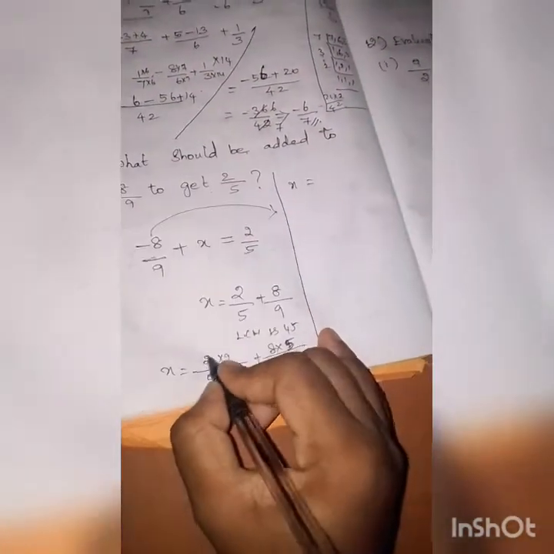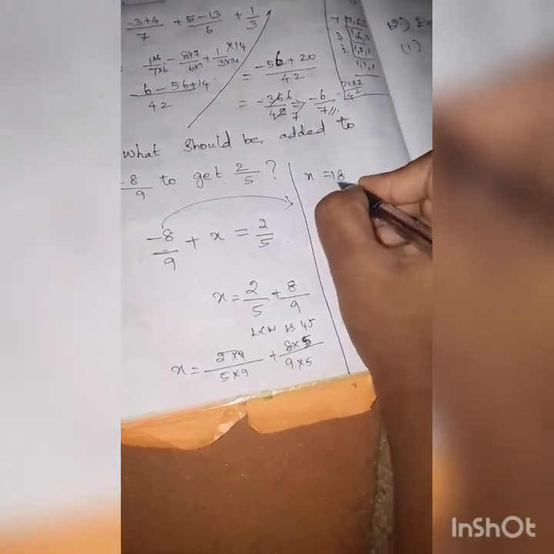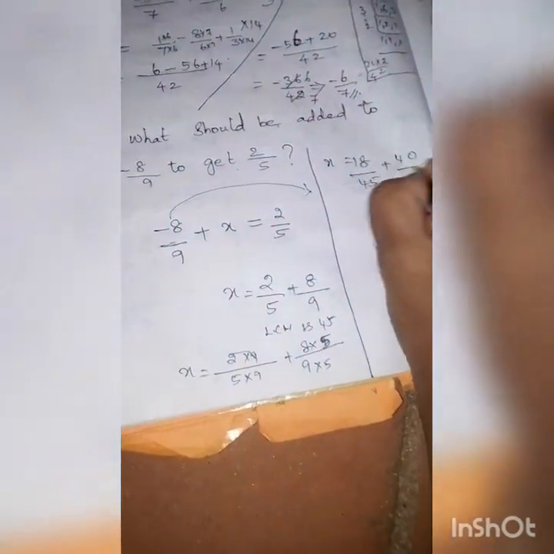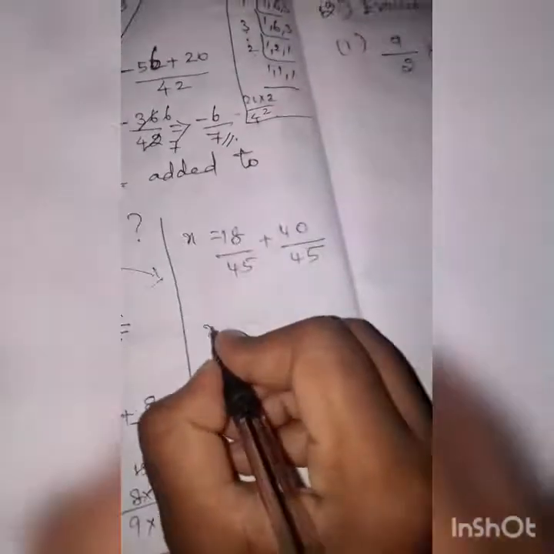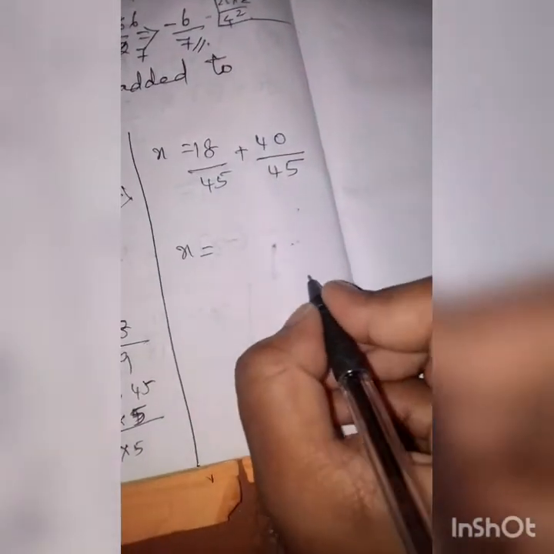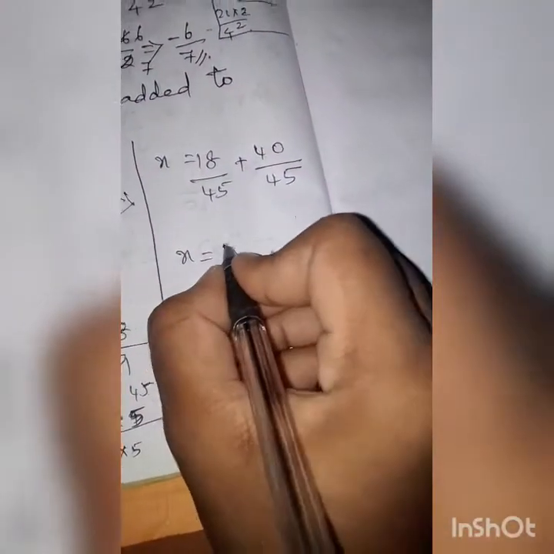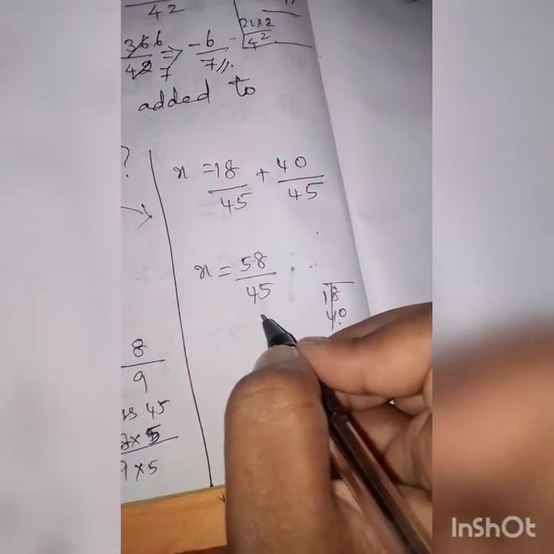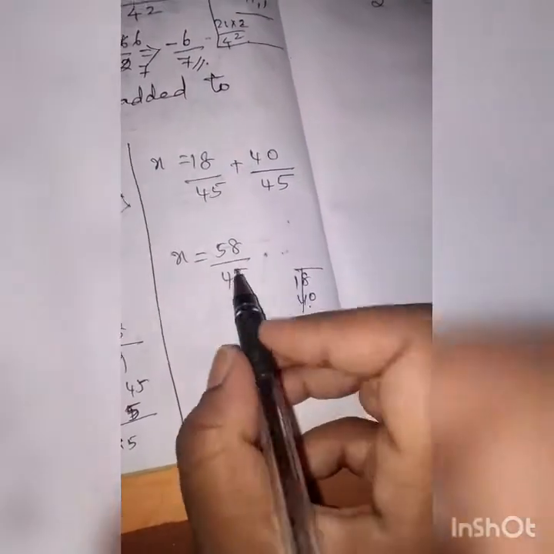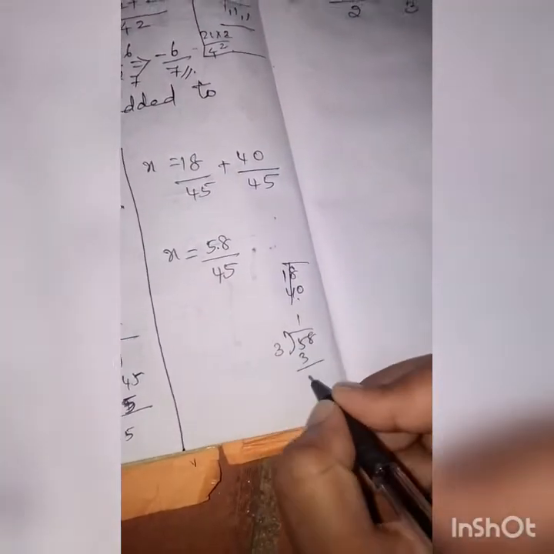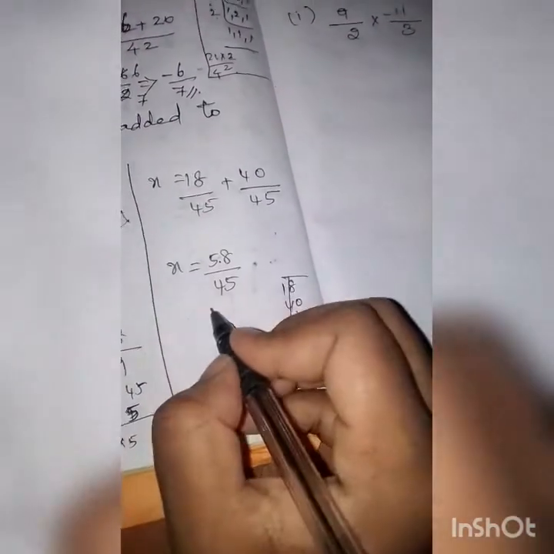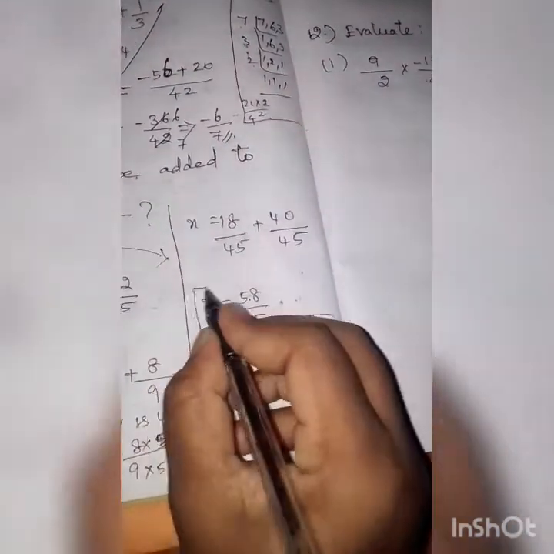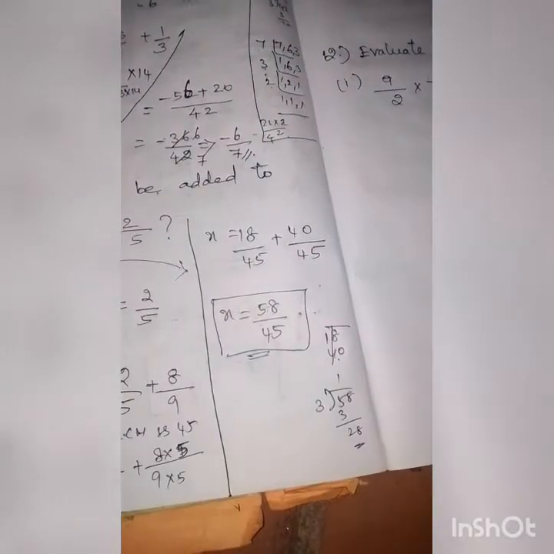So x equals, now multiply: 2 nines are 18 divided by 5 nines are 45, plus 5 eights are 40 divided by 45. x equals 18 plus 40 is 58 divided by 45. If we could cancel, we can cancel it, or if not. So I am going to try to cancel it in the 3 table. 3 ones are, will it go? No. So if not, you leave it as such. Okay, so your answer will be 58 divided by 45.